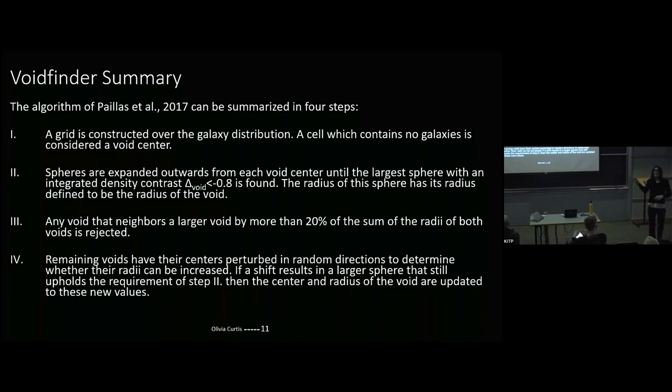So at first it remains concentric to the void center. We do a final step at the end where we perturb the sphere in random directions to see if we can find a slightly larger sphere around the same general area that still meets the underdensity threshold. And if we do find a larger sphere, we update that as the current radius and center of the void.